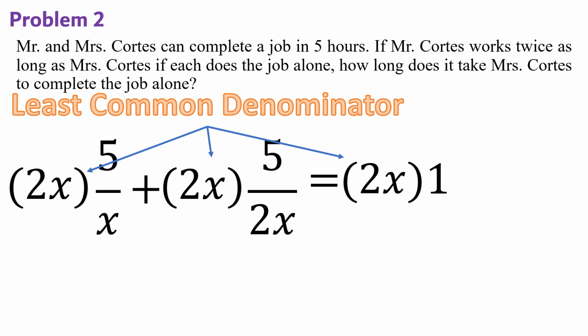But again, it is not necessary that it's the least. You can use other common denominators. Let's say, for example, 4x or 6x. As long as it's divisible by x and 2x, it will work. It's going to be the same answer.